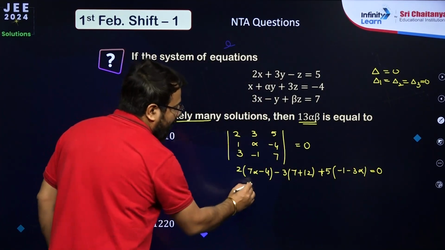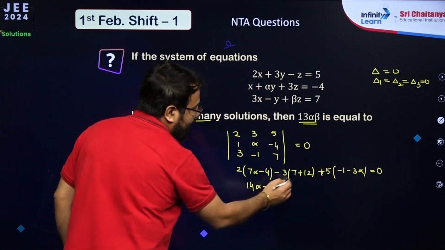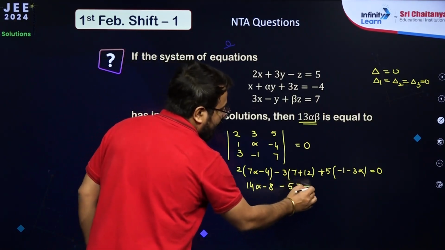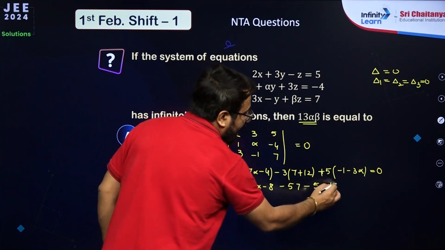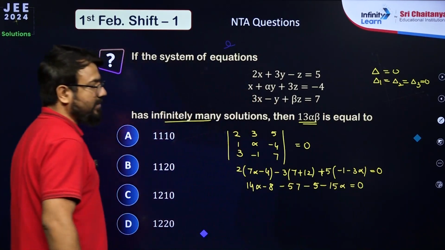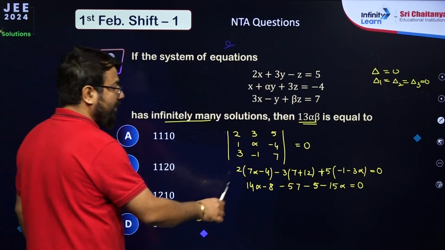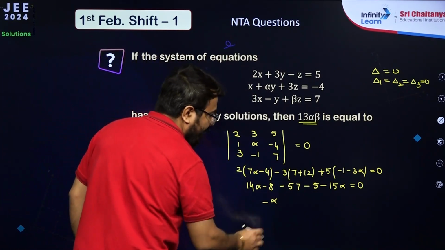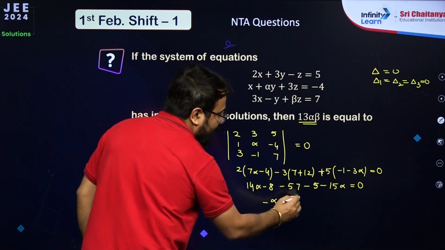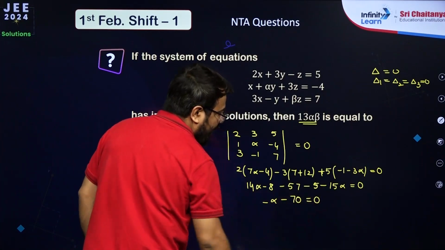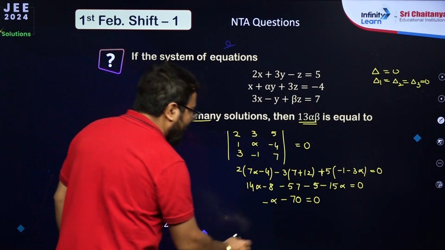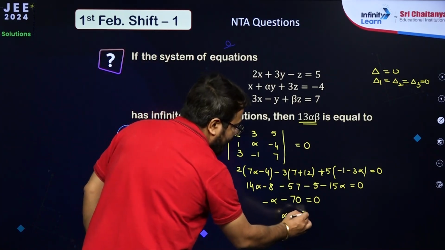So here we have 14 alpha, then it is minus 8. Then 12 plus 7 is 19. 19 into 3 becomes 57. Here we have minus 5 and then we have minus 15 alpha. And this is equal to 0. Now 14 alpha minus 15 alpha will be minus alpha. Minus 8 minus 5 becomes minus 13. So it becomes minus alpha minus 70 equals 0. I hope this has also been clear to you. So we got the value of alpha from here, that is minus 70.